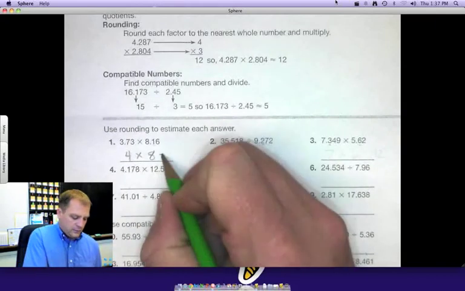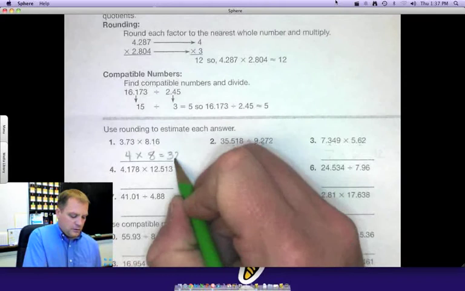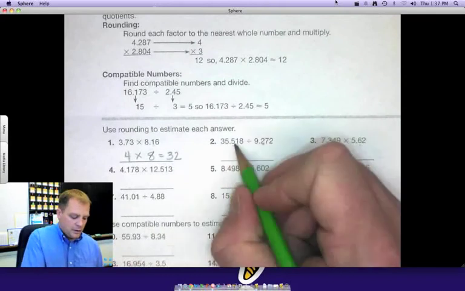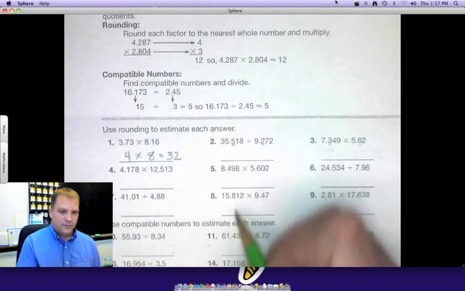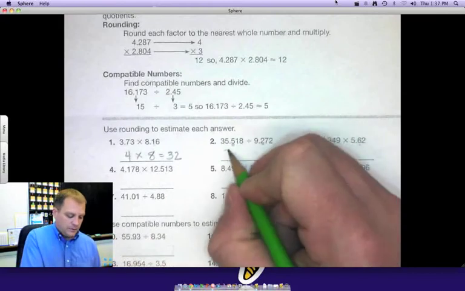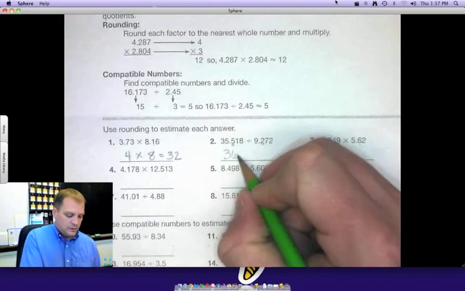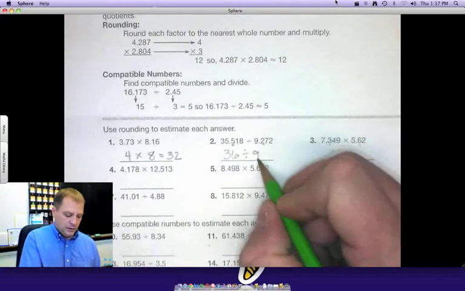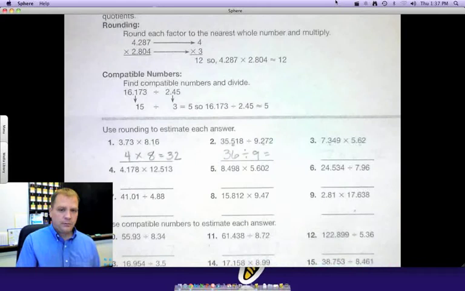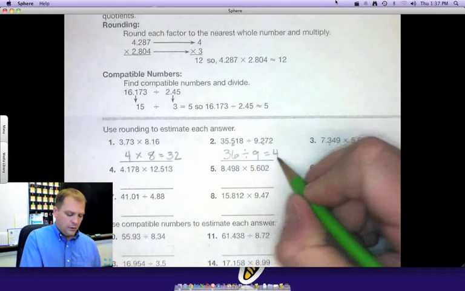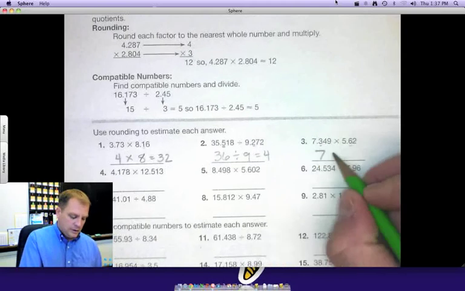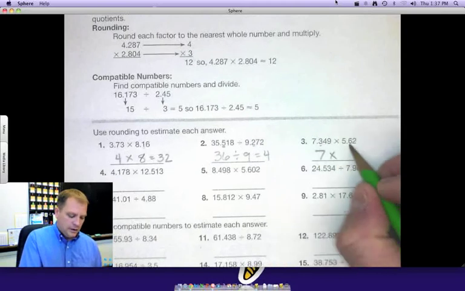The second problem, again, I look at my tenths column. I have a 5. That 5 is going to raise my 35 to 36. My operation is division. The 2 is going to keep my 9 the same. 36 divided by 9 equals 4. And the last one, again, 3 is going to keep my 7 the same, and my 6 is going to raise my 5 to a 6. So 7 times 6 equals 42.